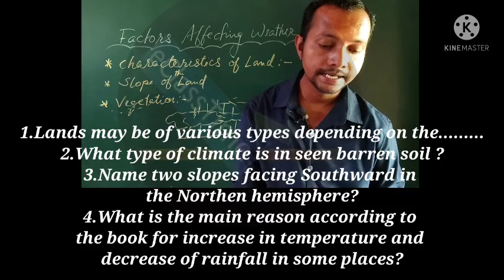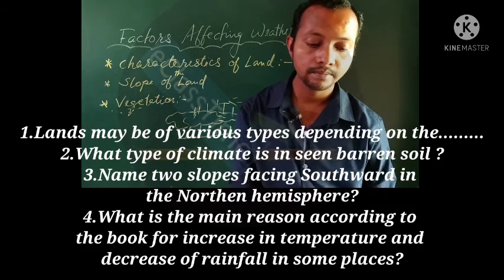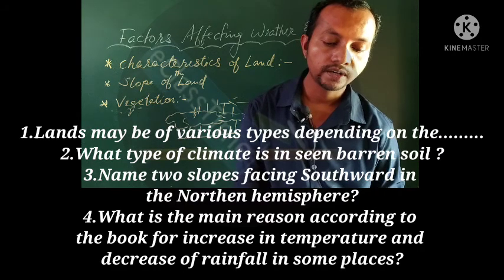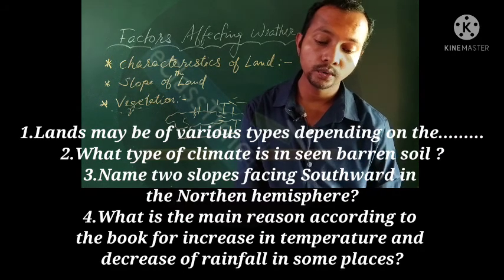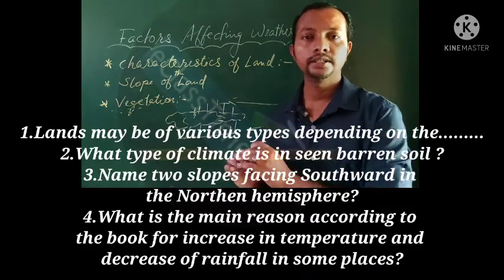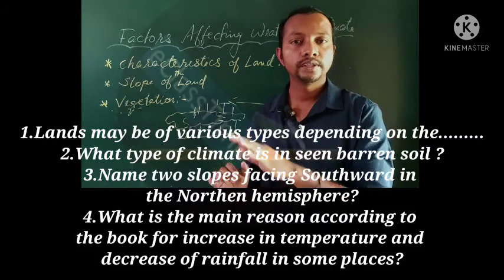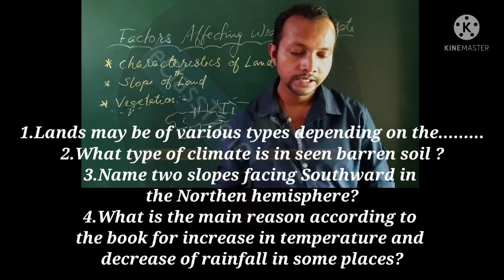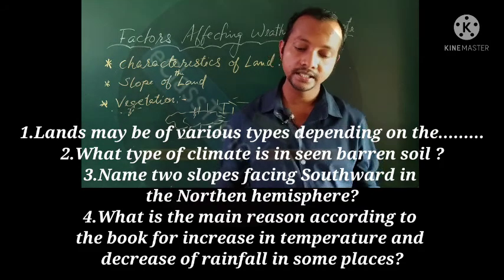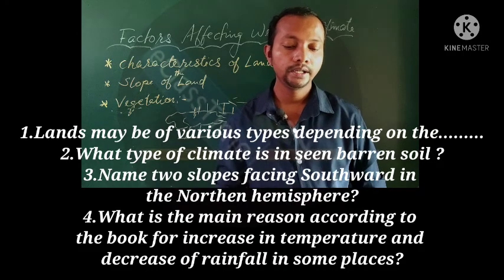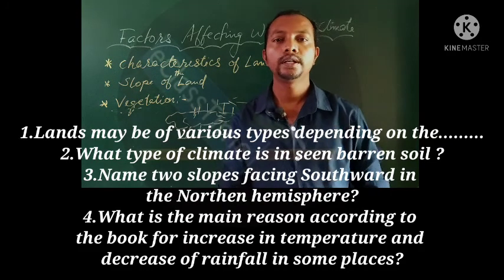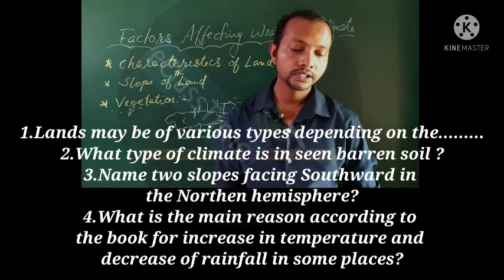Next is state examples, or write two examples, of land slope facing southward in the northern hemisphere, two slopes which are facing the south part. Next, what is the main reason for the increase in temperature and decrease of rainfall in some regions? According to the book, what is the main cause? So these are the questions.